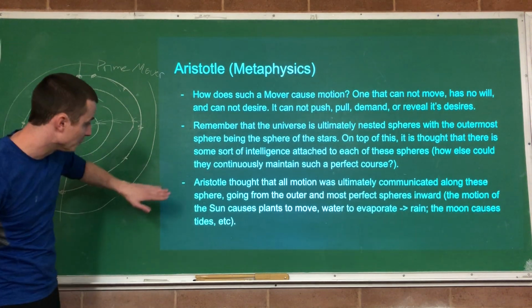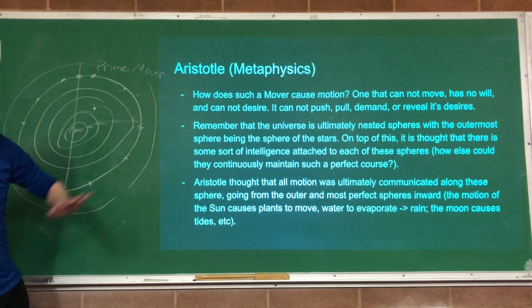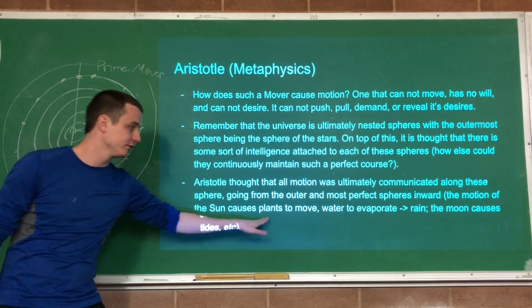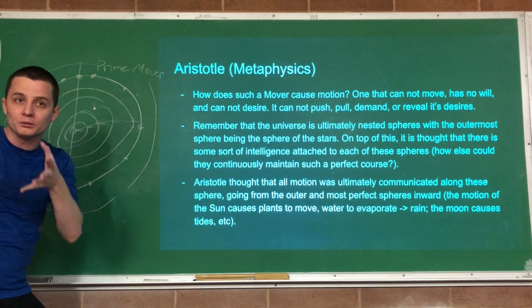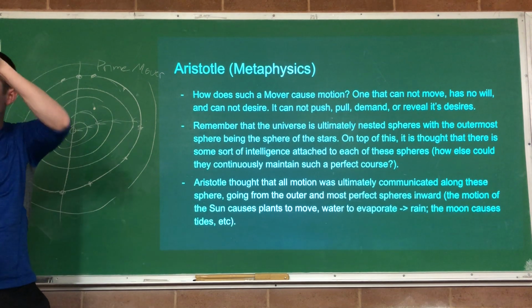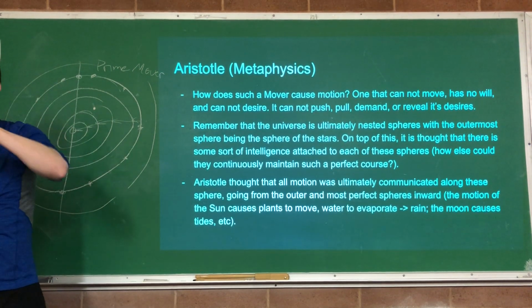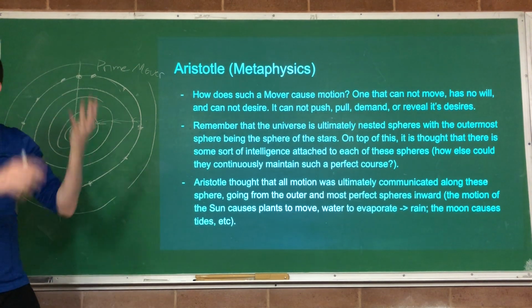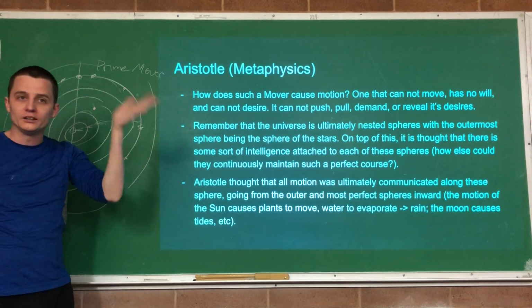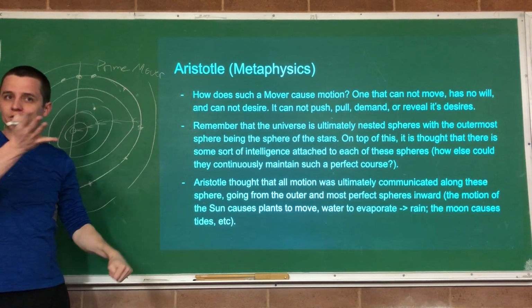And so, let's see what I had here. Aristotle thought that all motion was ultimately communicated along these spheres, going from the outermost spheres inwards. And an example of this, the motion of the sun causes a plant to move, right? That's one way that we see motion from exterior to us, communicating motion here. The sun moves and somehow that causes the plant to move. Or the moon moves and that somehow causes tides to move. You can tie a lot of things to the motion of the sun. Right? The sun suddenly comes out and so that somehow causes bats to start flying out because the sun moved somewhere.